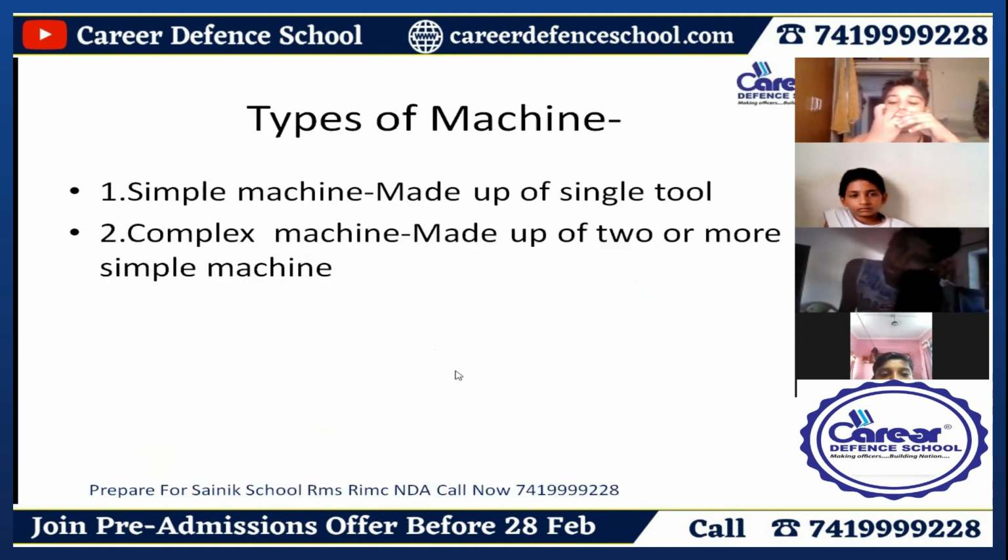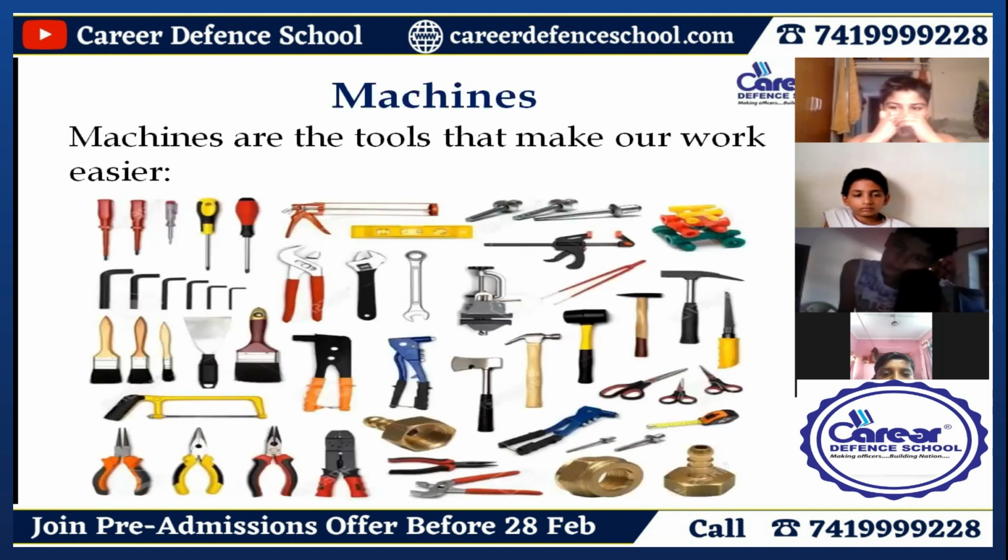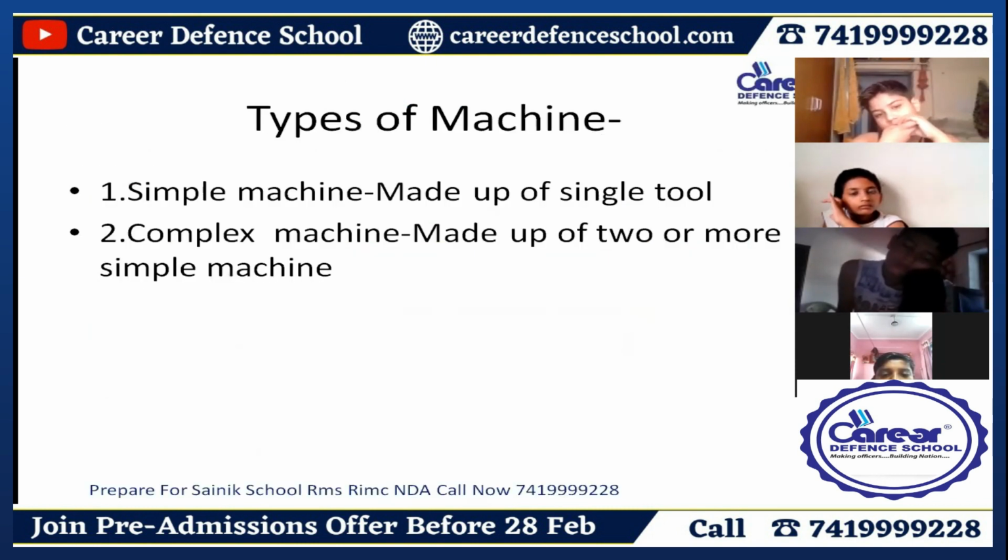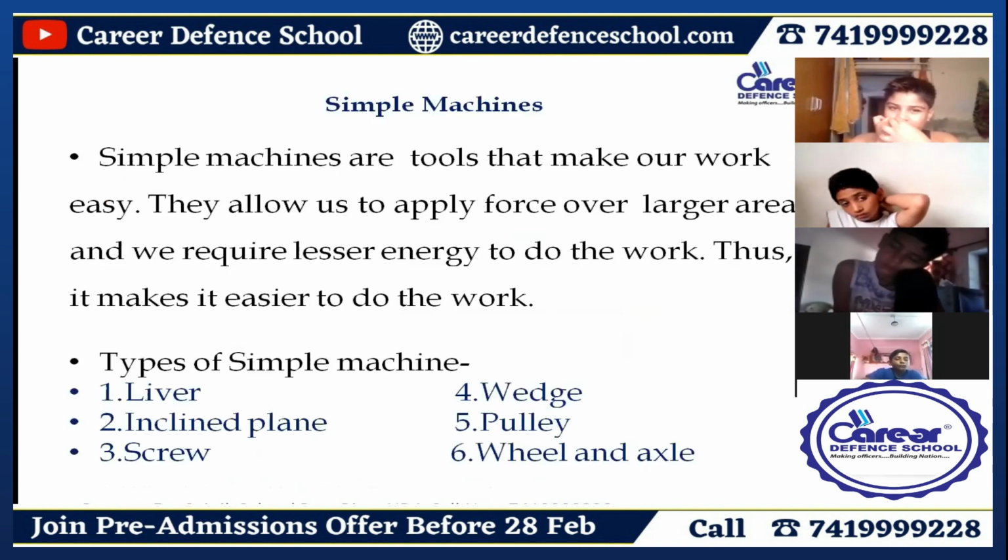Now machines are of two types, simple machine and complex machine. As I told you, a simple machine is made up of a single tool which performs a single task. So these are all simple machines, which perform a single task and are made up of a single tool. Then what is a complex machine? A complex machine is made up of two or more simple machines. When two or more simple machines join together and form a machine, that machine is called a complex machine.